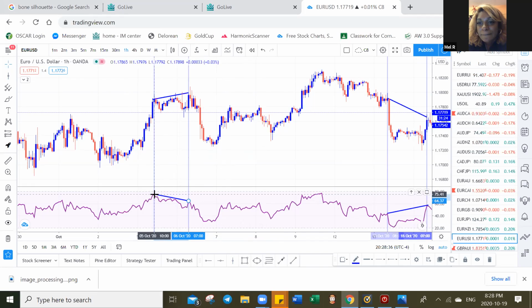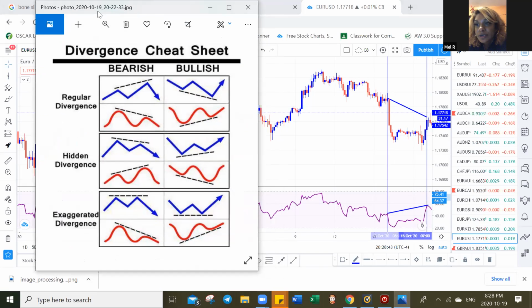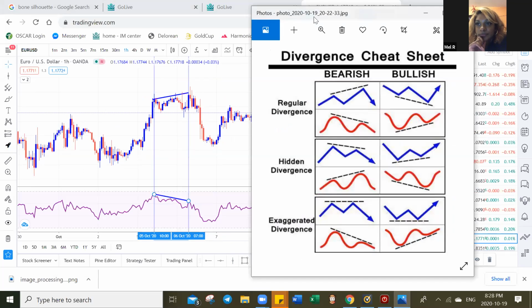Okay, so what I'm going to do, guys, I'm going to put the cheat sheet right beside it, and I want you guys to tell me what kind of divergence this is. What kind of divergence did Pop spot out here? Regular. What kind of regular? Bullish or bearish? Bearish. You got it. Bearish regular divergence.